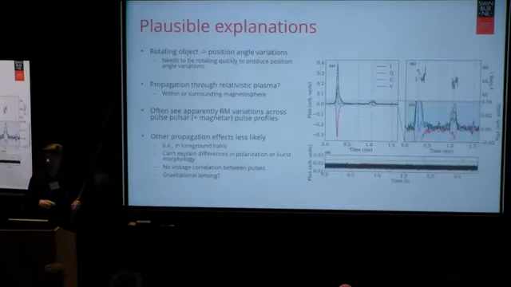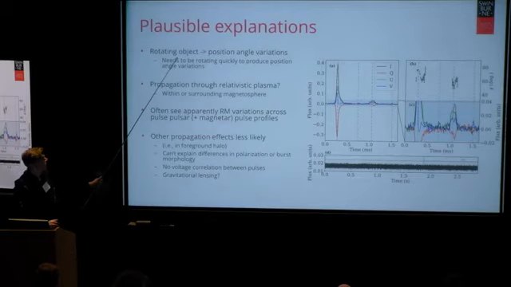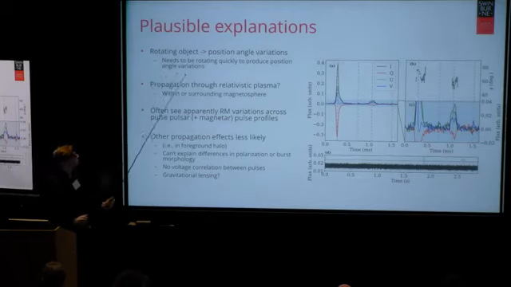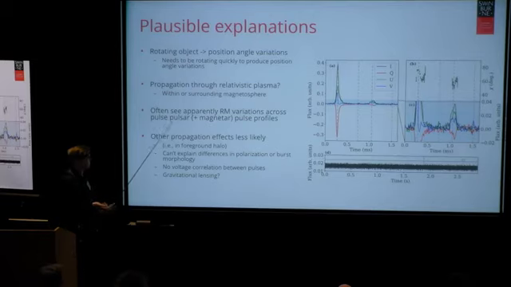So one obvious explanation would be for the object to be rotating. I think the other possibility is that there's propagation through a relativistic plasma, either within or surrounding the magnetosphere of whatever's producing this thing. And again, another point is that we often see apparent rotation measure variations in pulsar profiles or magnetar pulse profiles as well.